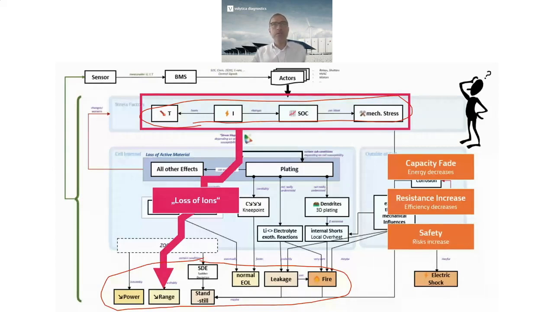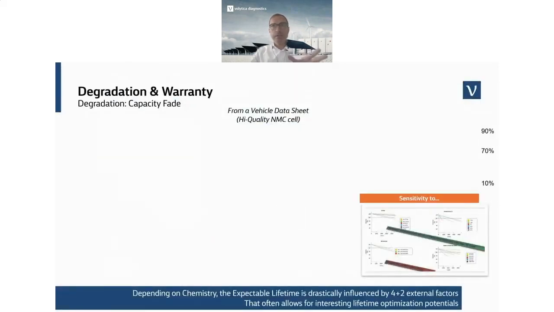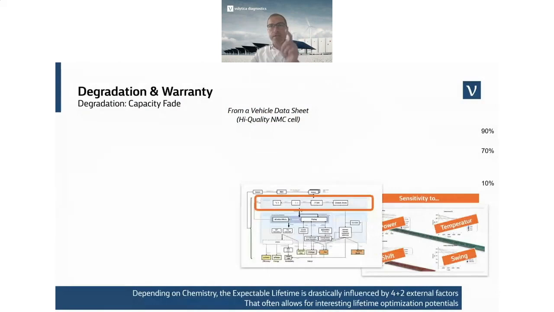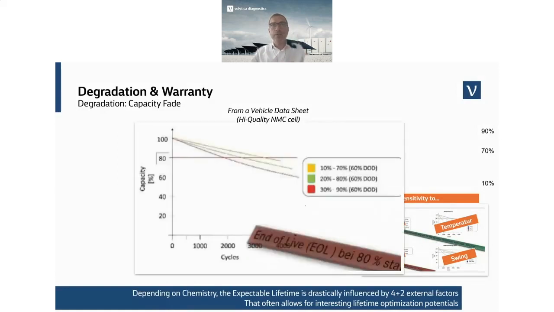So how do these factors, the current and temperature profile, affect the energy density? This is a screenshot from a battery cell. I'm zooming in here a bit. How is this NMC cell influenced by those factors? And let's look at just the SOC swing.